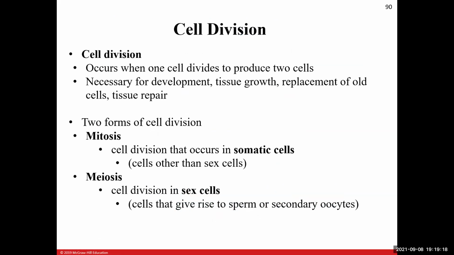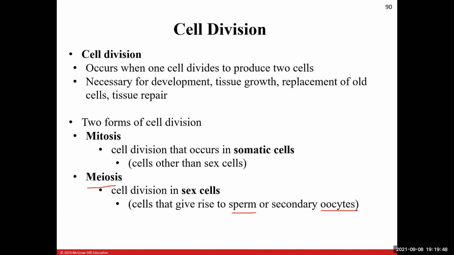So there are two types of cell division: mitosis and meiosis. Let's start with meiosis, the second one there on the bottom. Meiosis is when you get cell division between sex cells. That's easy. Sperm and the egg cells, which are called oocytes. So let's be specific, secondary oocytes. When sperm and secondary oocytes divide, that is meiosis.